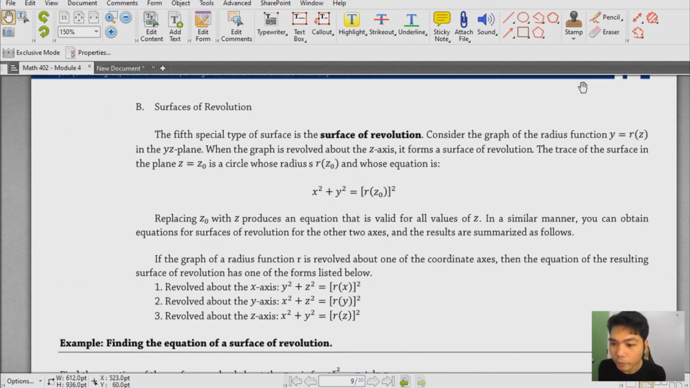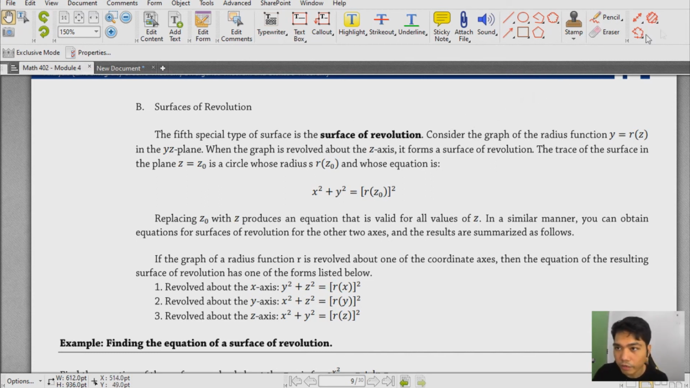Okay, so now we're done with the last special type of surface, and this is the fifth one. So we have the surface of revolution. Mamaya i-recap natin yung mga types of surfaces na napag-aralan kanina. So let us consider a graph of the radius function y is equal to r of z in the yz plane.